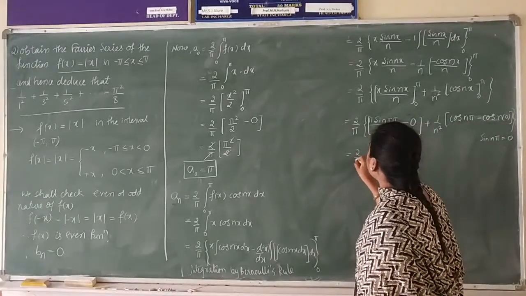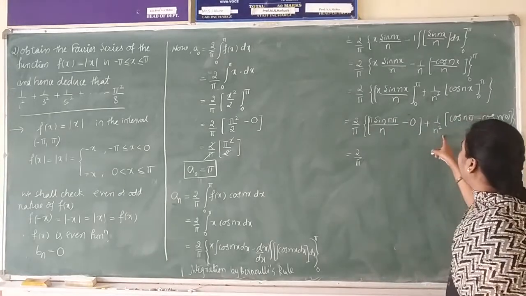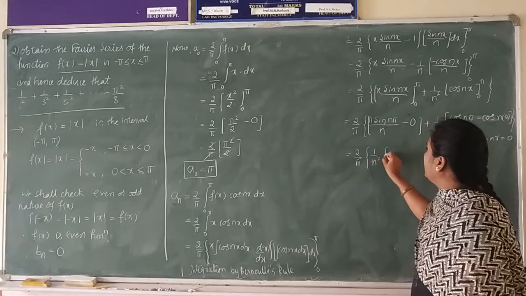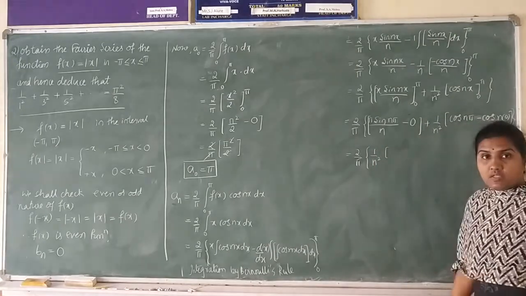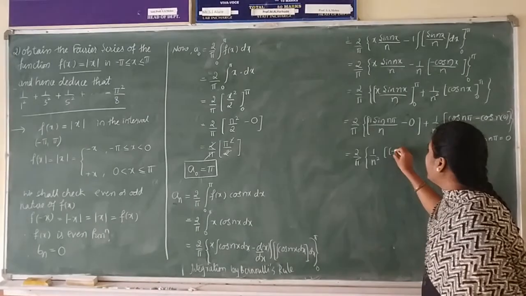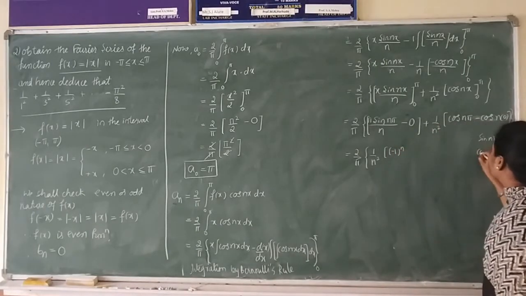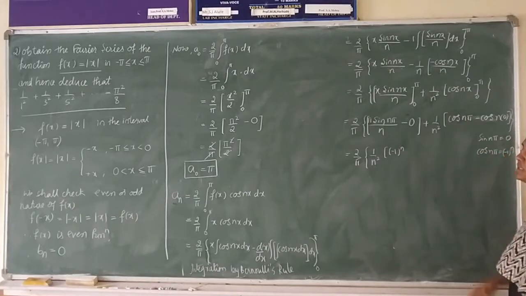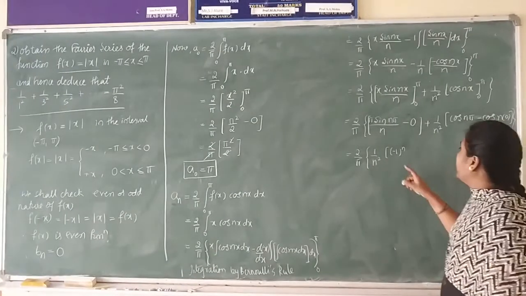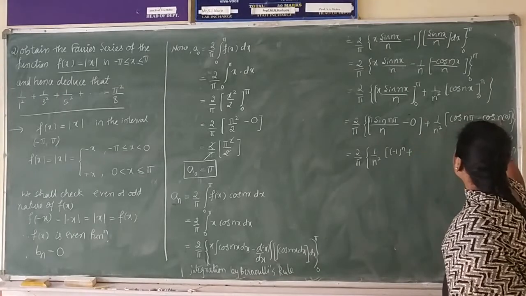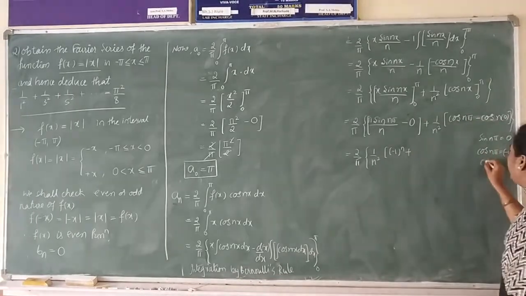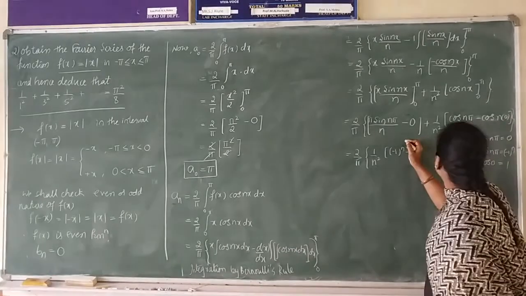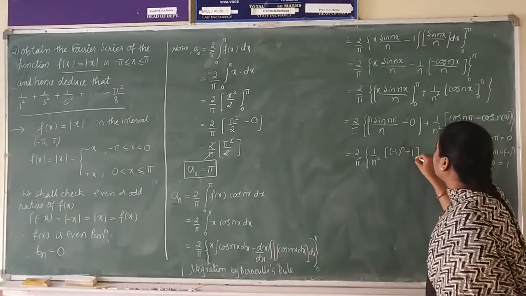2 by pi. We are left with only the second term, that is 1 by n square cos n pi. We know that. What is cos n pi? Cos n pi value is minus 1 raised to n. These are all standard results. Minus 1 raised to n plus cos n into 0, cos 0, and we know that cos 0 is equal to 1, minus 1.